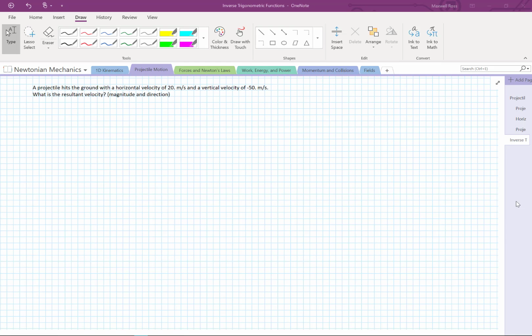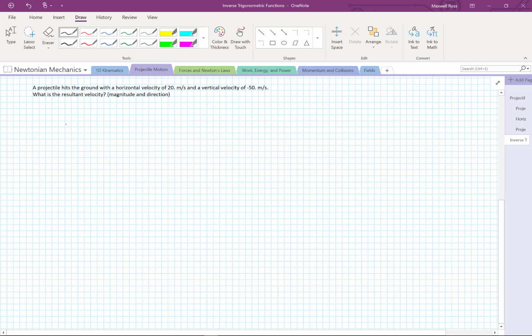Hello, in this video I'm going to talk about using the inverse trigonometric functions to solve for the angles of resultant vectors and to solve for the angles of right triangles in general. So let's take a look at an example related to projectile motion. Here we have a projectile that hits the ground with a horizontal velocity of 20 meters per second and a vertical velocity of negative 50 meters per second. What is the resultant velocity, magnitude, and direction?